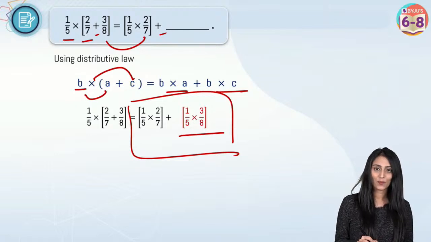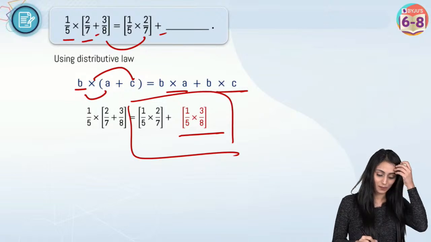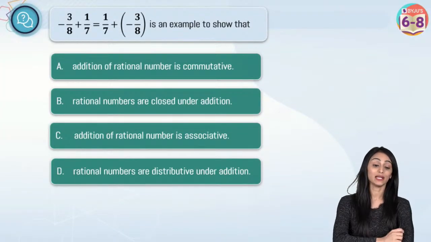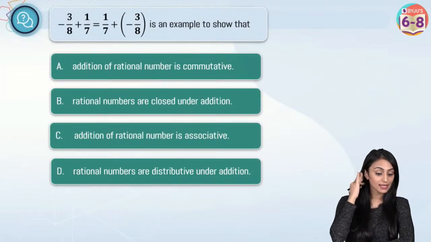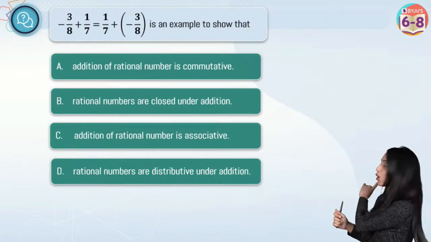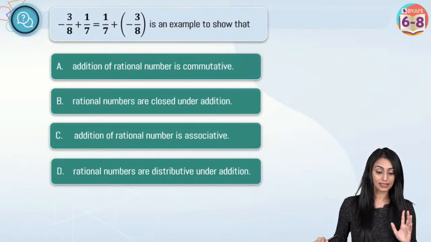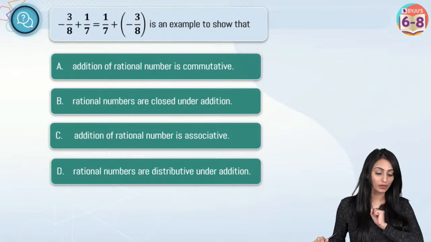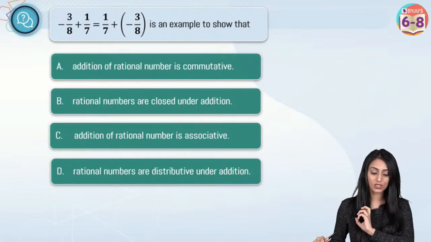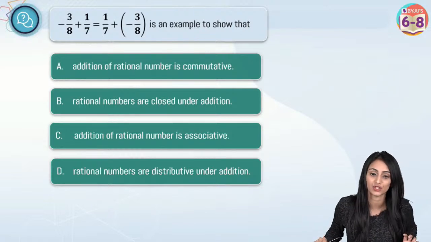All right. So this was a very simple question, right? Let's move ahead. Let's take a look at the next question. Minus 3 by 8 plus 1 by 7 is equal to 1 by 7 plus minus 3 by 8 is an example to show that. You can see 4 options on the screen, right? You need to tell me what the correct option is. Is it showing addition of rational numbers is commutative? Or rational numbers are closed under addition? Addition of rational numbers is associative. Rational numbers are distributive under addition.